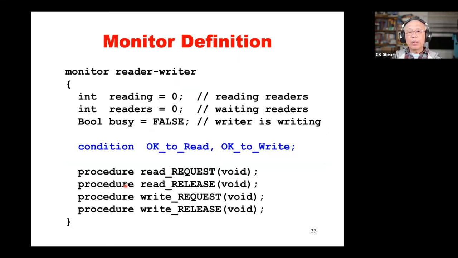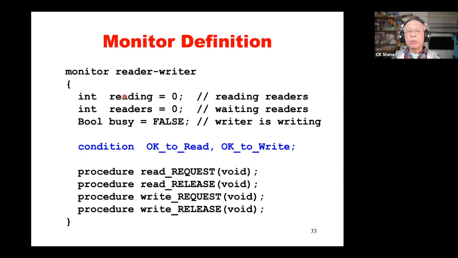So the monitor is still pretty easy. We have a reader-writer monitor. Reading is how many readers are reading. We add one more variable, just like the semaphore version. Readers means the waiting readers. So we distinguish readers into two groups.